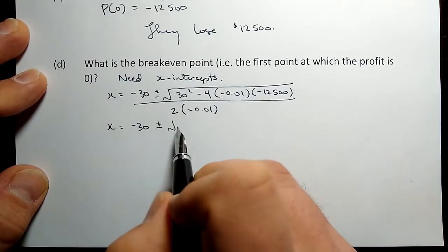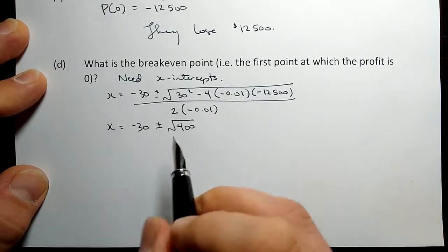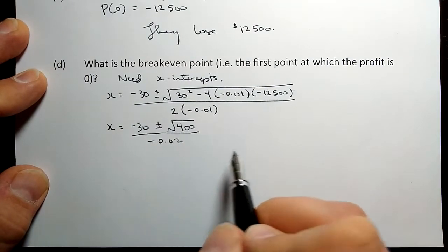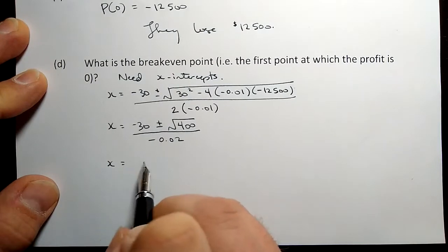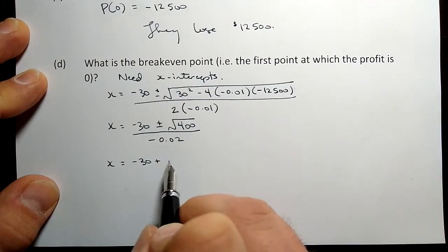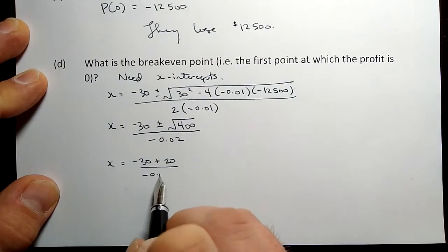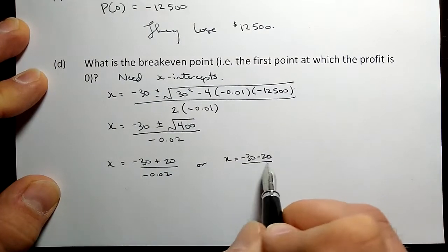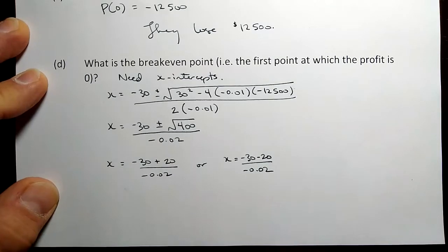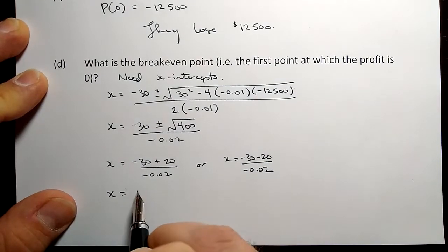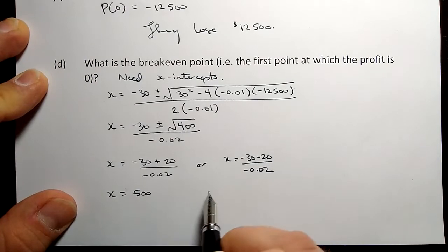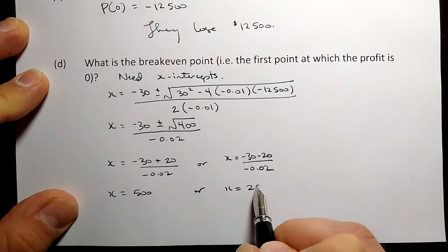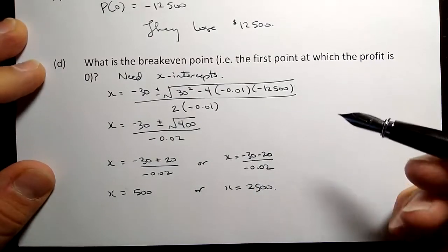Squared, this comes out to, I already typed it in my calculator, the square root of 400, which is a nice number, and negative 0.02 on the bottom. So we have x is negative 30 plus 20 over negative 0.02, or x is negative 30 minus 20 over negative 0.02. So this one comes out to 500, and this one comes out to 2,500.